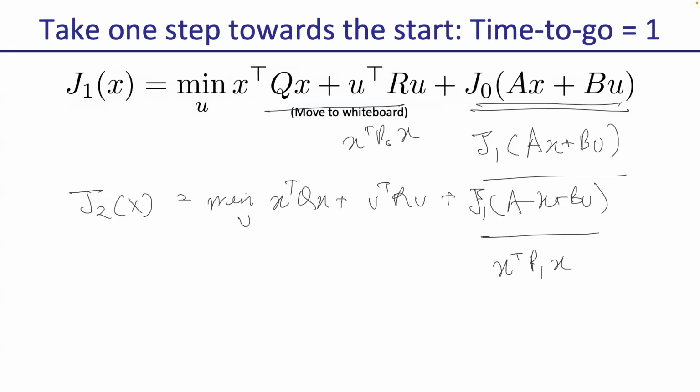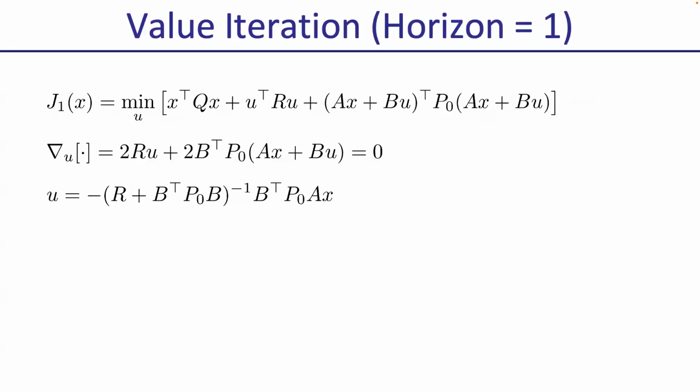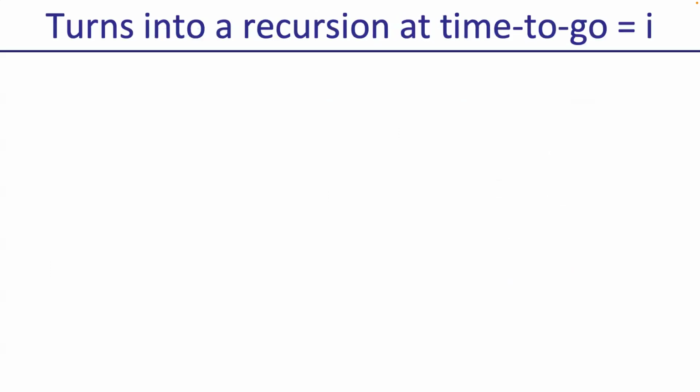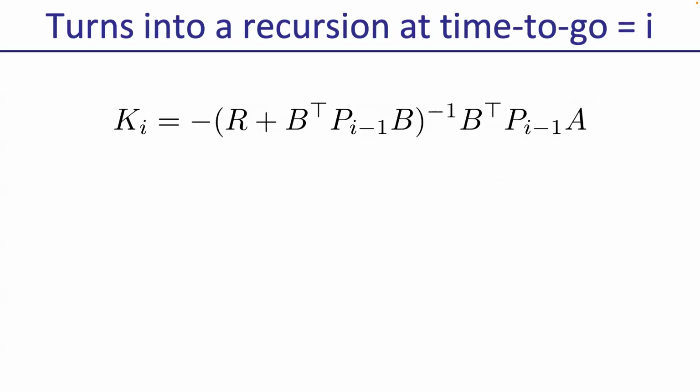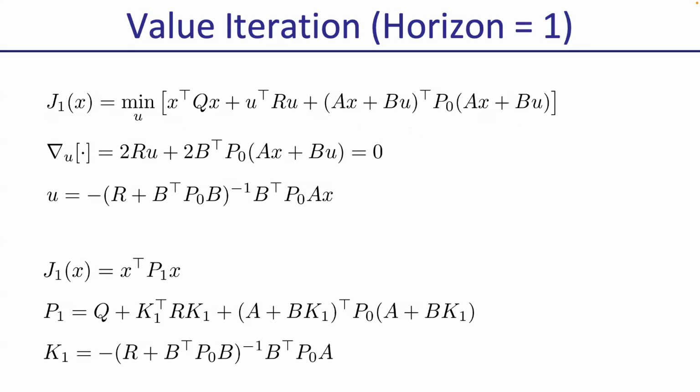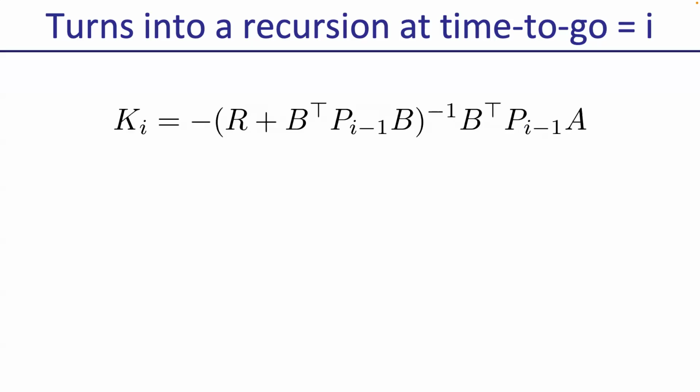So all of the math that you did to go from the last time step to the second last time step will also hold to go from the second last time step to the third last time step. You're just going to replace P0 with P1. No changes. So what that suggests is you can turn this into a recursion. If you look at this objective that you get, you can express K1 in terms of P0. So more generally, you can express Ki in terms of Pi minus 1.